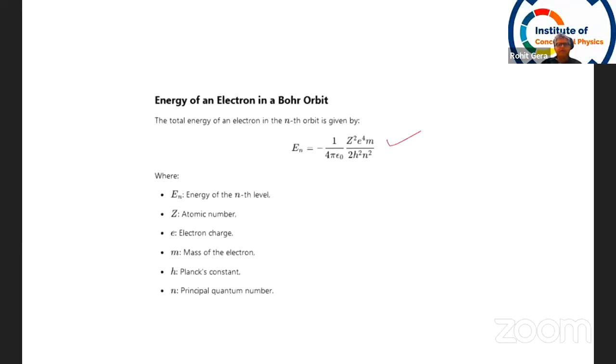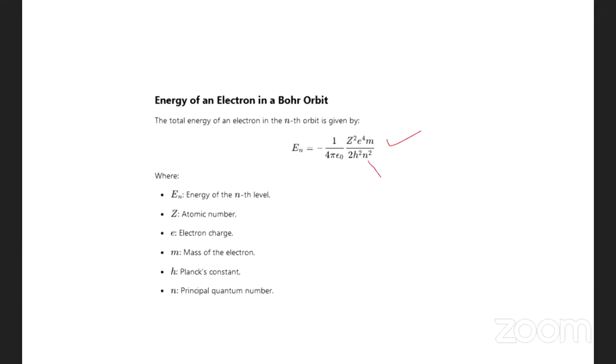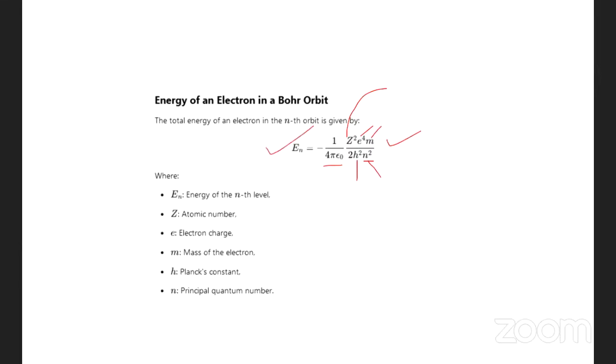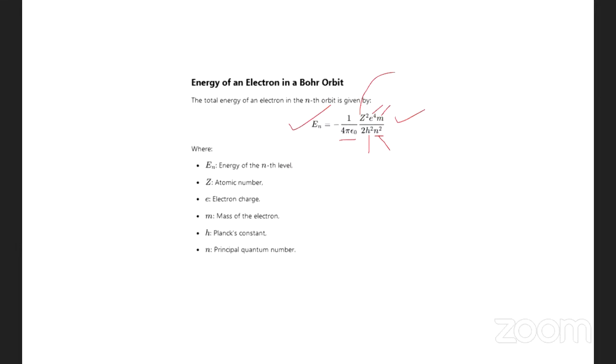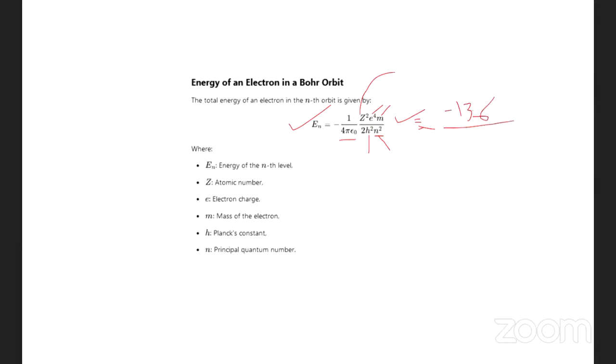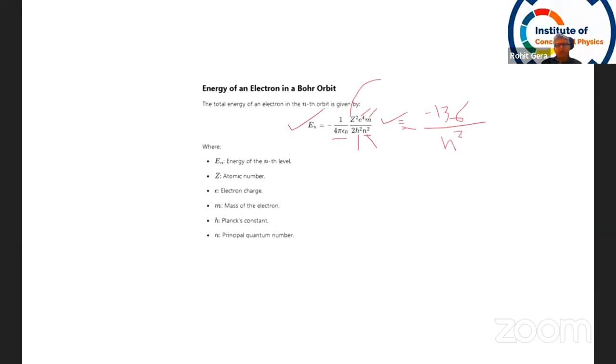In the nth orbit, you can see energy is inversely proportional to n square. This is the mass of the electron, charge of the electron. This is the atom which is given to you. This is Planck's constant. So the energy of an electron in any Bohr orbit with number n is given by this expression, meaning the total energy, adding the electrostatic potential energy and the kinetic energy. So it comes out to be minus 13.6 divided by n square, in short, in electron volts.